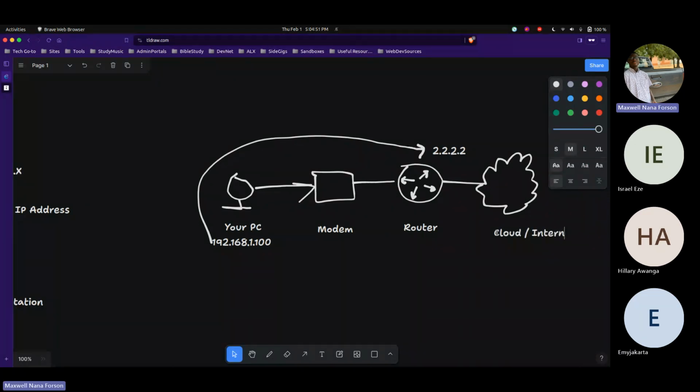So on the internet, this is what it sees. It sees 2.2.2.2, not your 192.168.1.100. That's not what the internet sees.